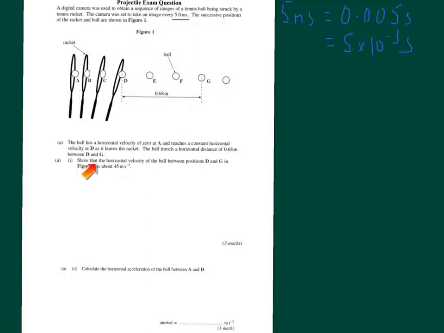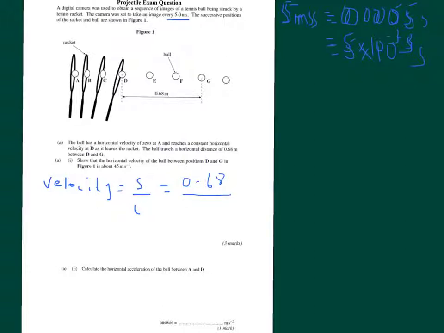Now the first thing they want us to work out is the horizontal velocity from D to G. So just this point here. And you know, or I hope you know, velocity is just displacement, which I'm going to call S, divided by the time, which is T. Now, we know S, because that's just 0.68. And we know the time.